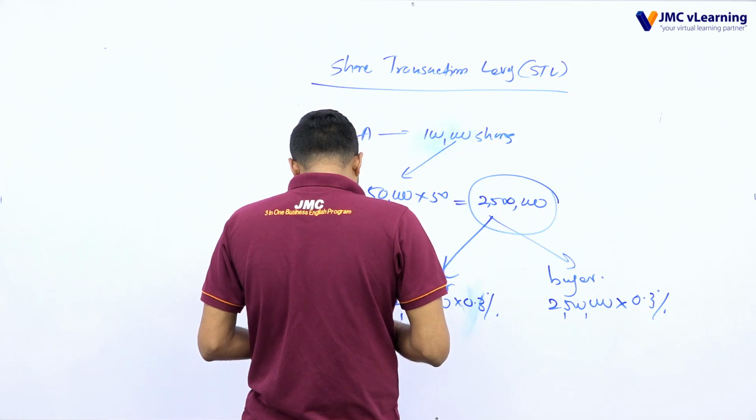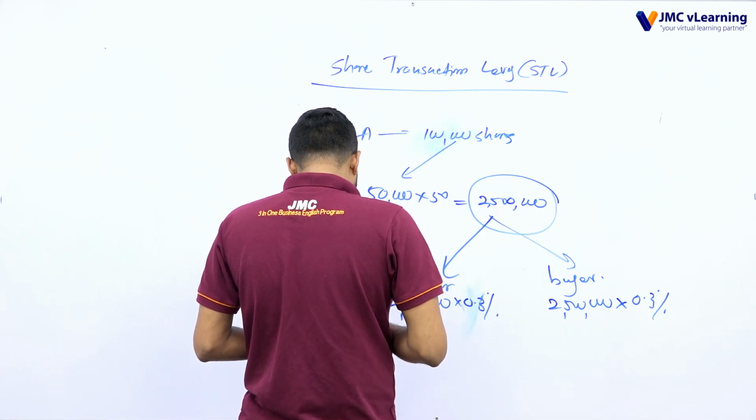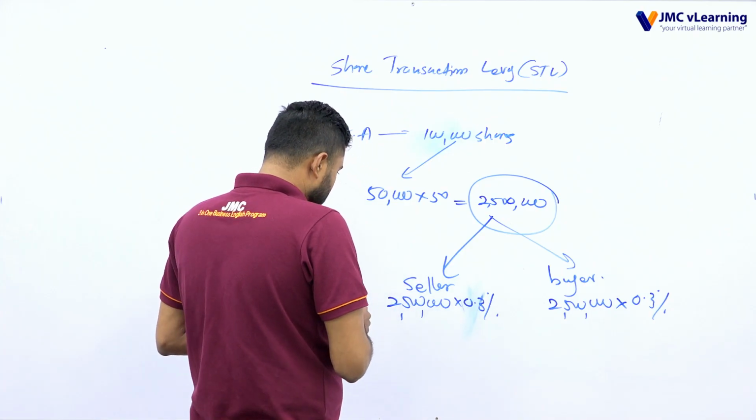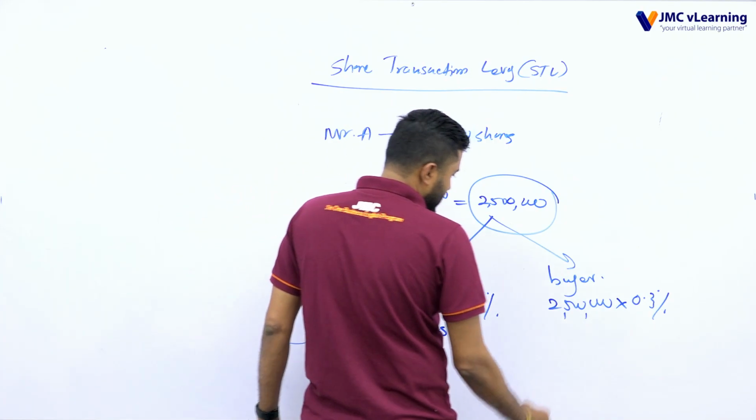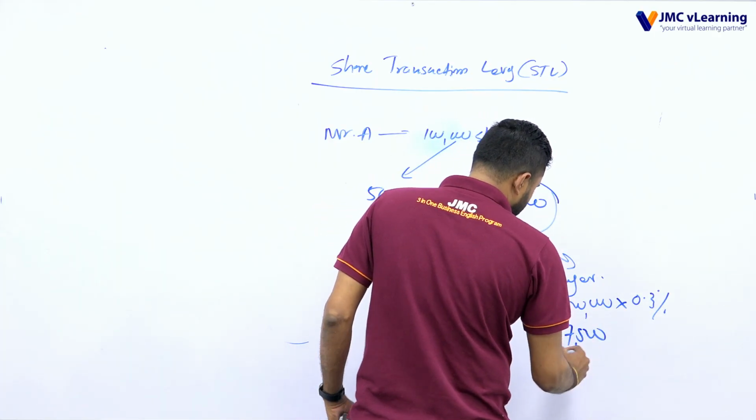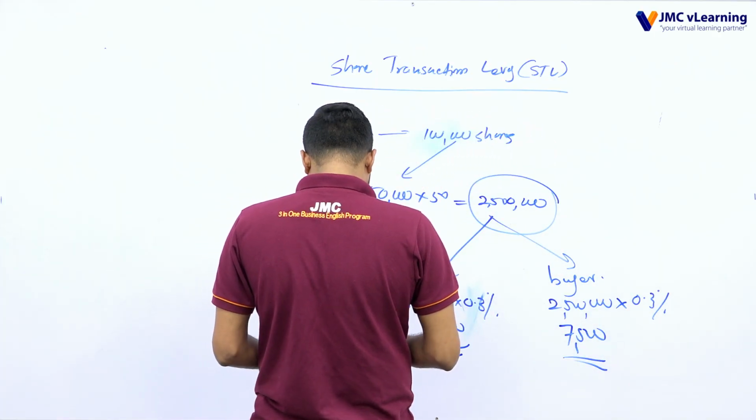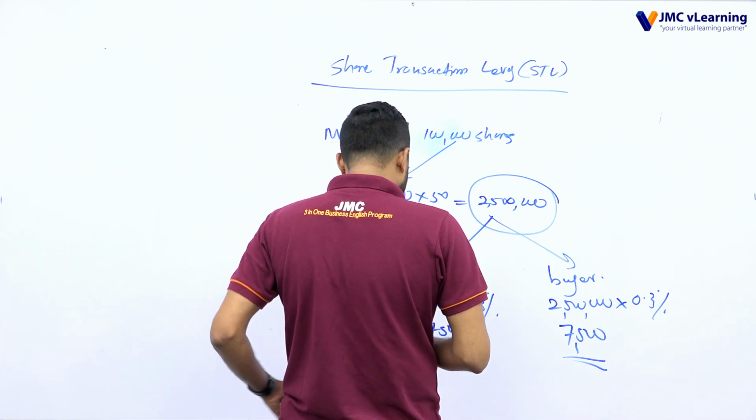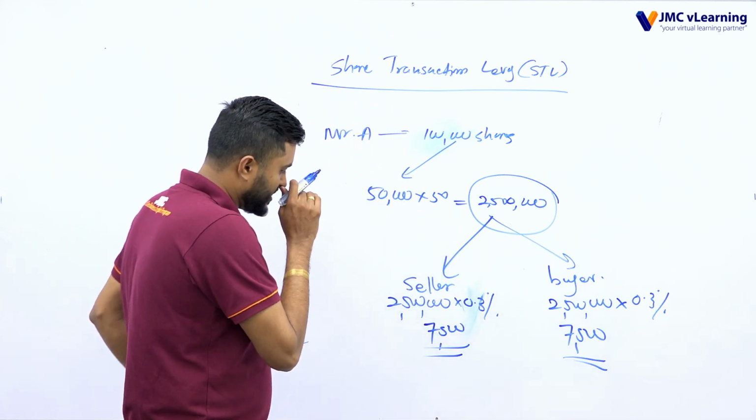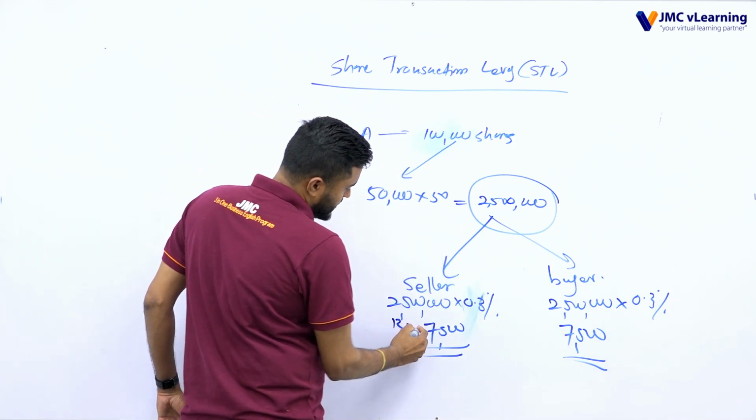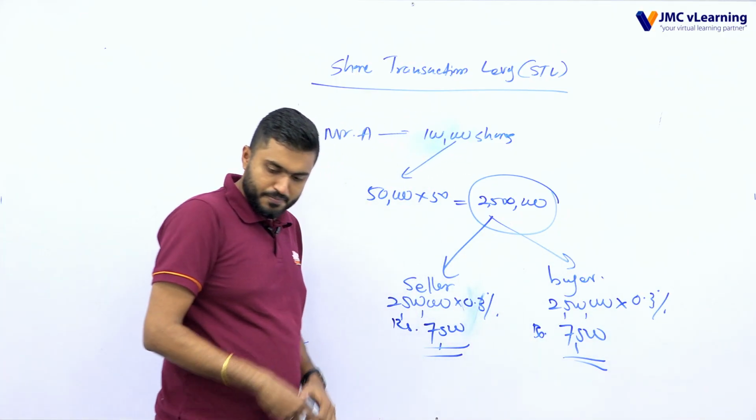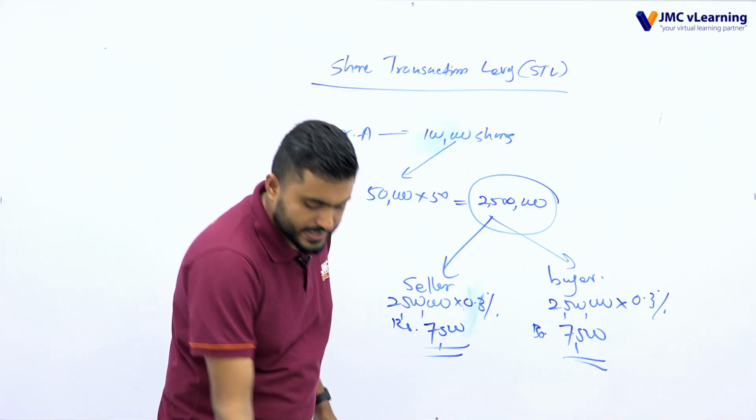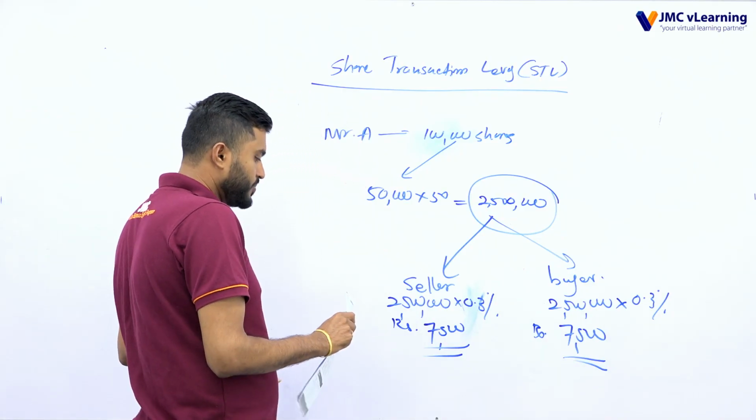You can use your calculator to calculate these values. So you know that it is 7,500. So in this case also 7,500. Same answer. 7,500 rupees. So that's all about what we can discuss as that share transaction levy. It's a small part.